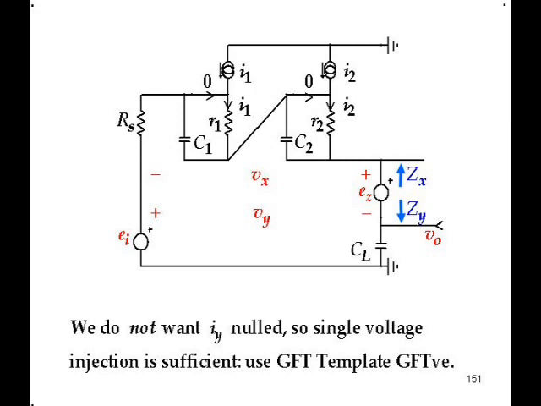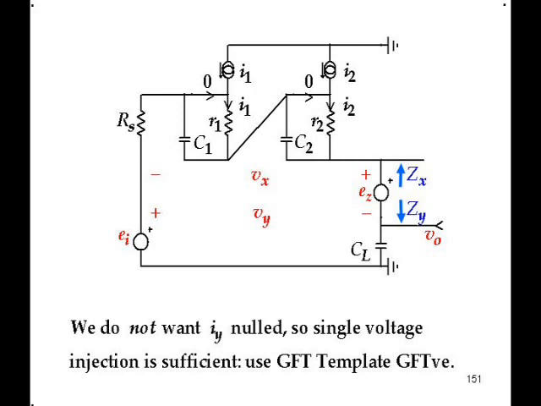Vy is between EI and the output. EZ can be adjusted relative to EI in order to null Vy. What about IY? Do we want to null that as well? No, we don't this time.